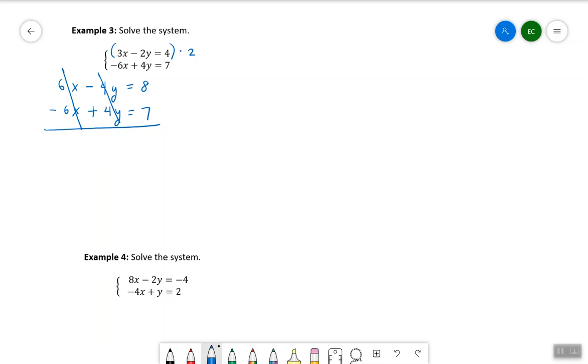And so what are we left with on the left side? We're left with 0. And on the right side, we have 8 plus 7 is 15. This is not true. We learned a long time ago at the beginning of the semester to call this a contradiction. And so we conclude that there is no solution.